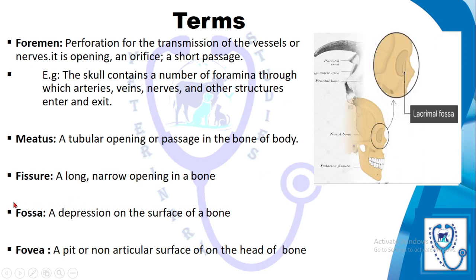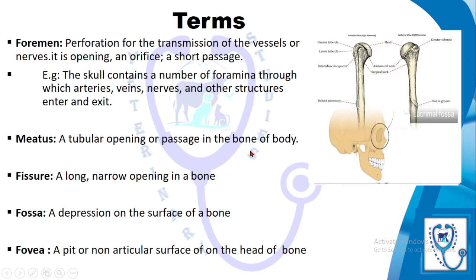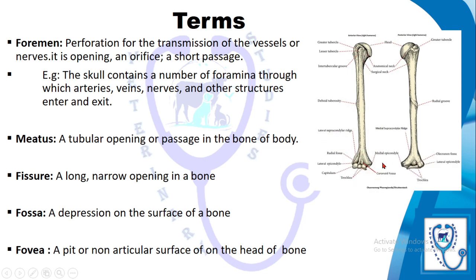Fossa. Fossa is any kind of depression on the surface of a bone. An example, lacrimal fossa in the eye socket of a human skull. Another example, coronoid fossa at the distal end of a humerus bone.